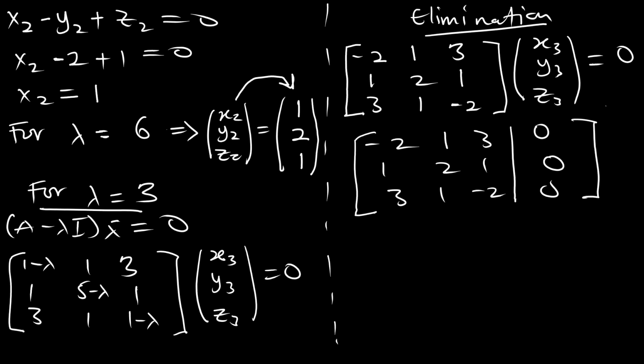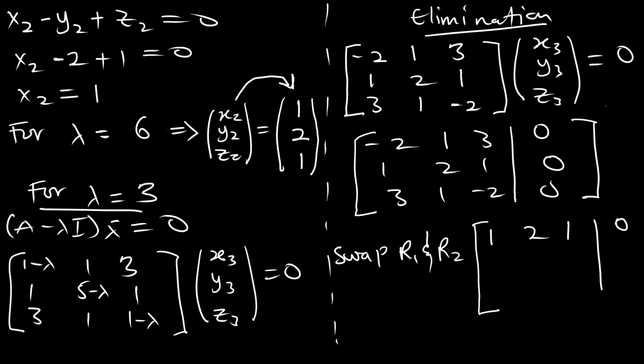So here I want to perform an operation. I want to swap again row 1 and row 2. So swapping row 1 and row 2, I'm going to get 1, 2, 1, 0. The reason I always want to get this first place to be 1 is it helps me to multiply and get the zeros so easily. So this is also going to be negative 2, 1, 3 into 0, and this is 3, 1, negative 2 into 0. So there we have this.